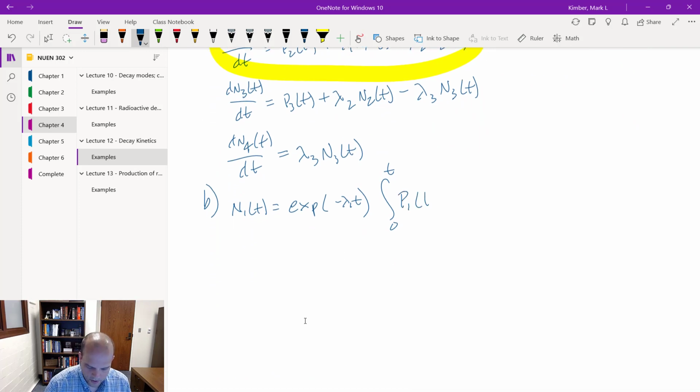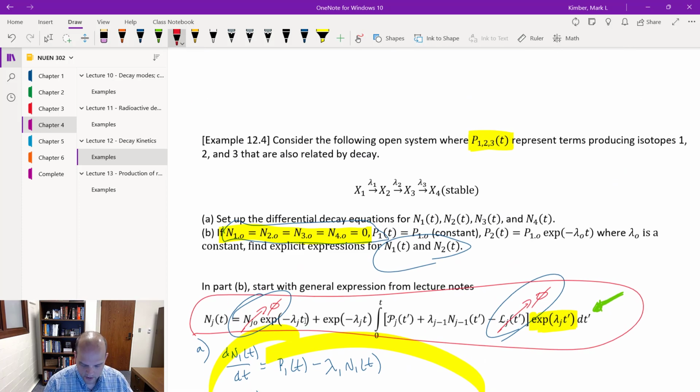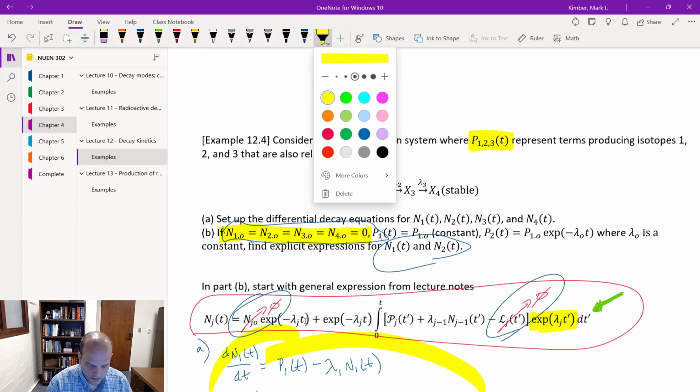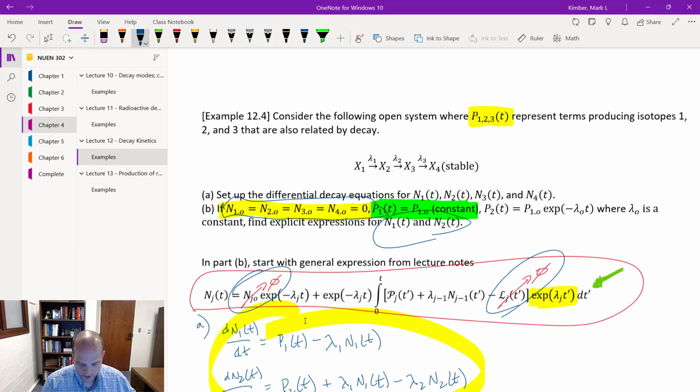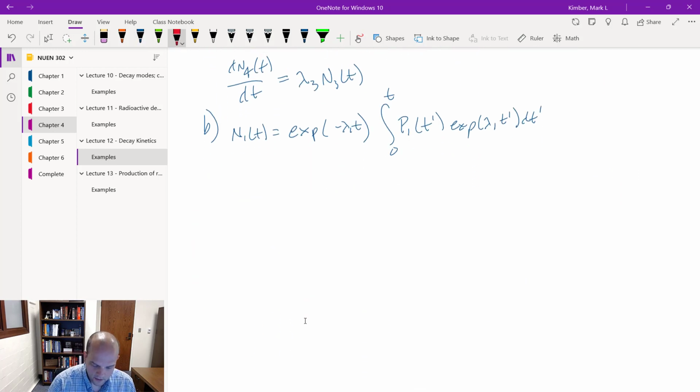So this would be P1 of t times the exponential, that's my integration factor, of lambda 1 t, and I just need to integrate that. And for this particular problem, as we go back up to the problem statement, P1, the production term for isotope 1, is just a constant. And because that's a constant, I can bring that outside the integral.